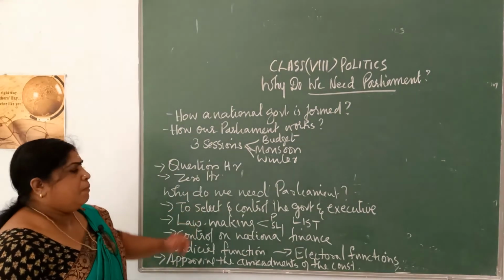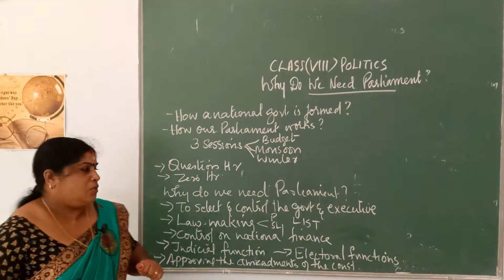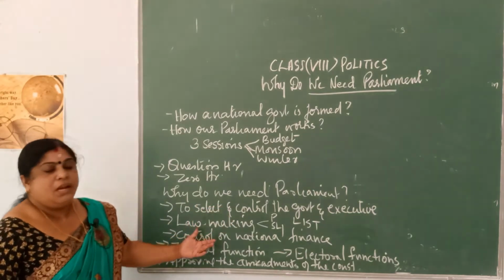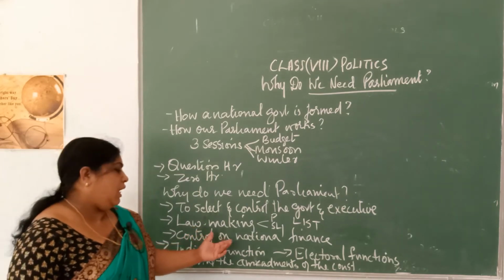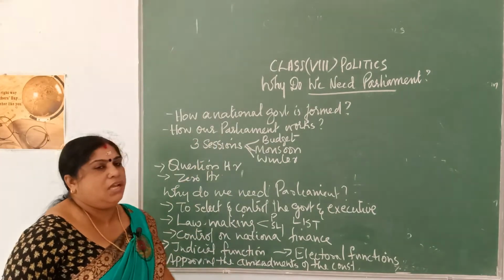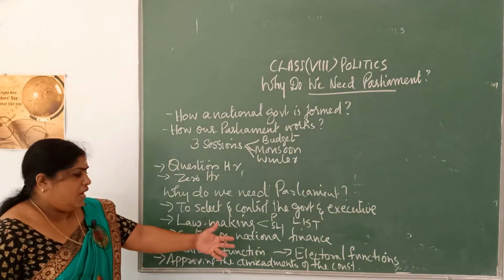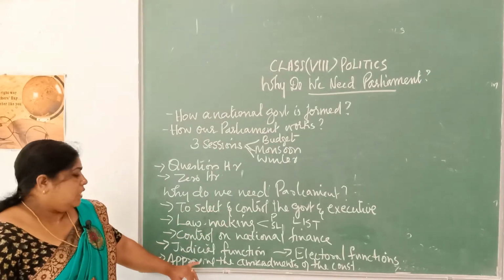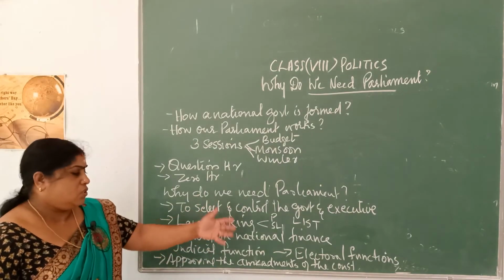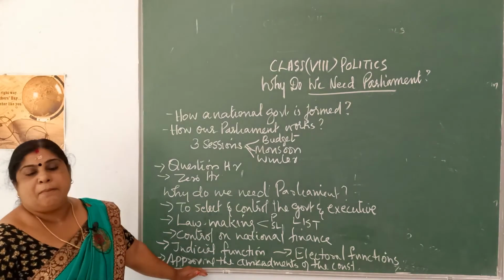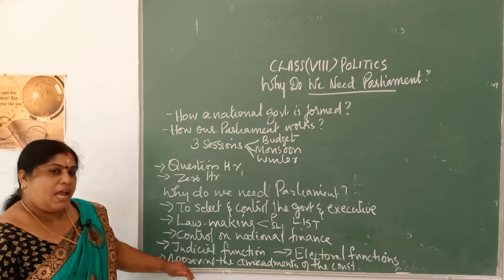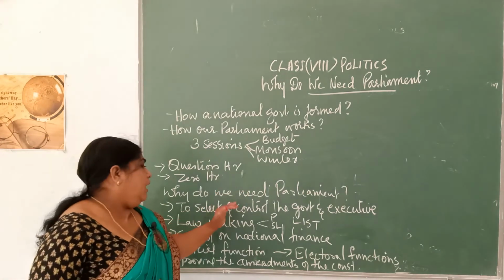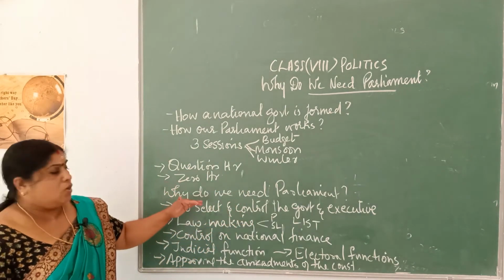Now, why do we need a parliament? What is the need for having a parliament? We need a parliament to select and control the government and executive. Then lawmaking: for the purpose of making laws for the entire country, we need a body, which we call the parliament. Then all the national finances are controlled by the parliament. Then it has certain judicial functions, electoral functions, and all the amendments to the constitution can be made only with the approval of the parliament. So we will deal one by one with the role of parliament.